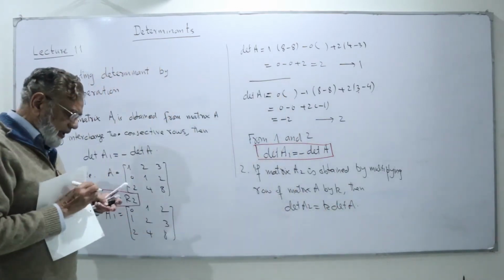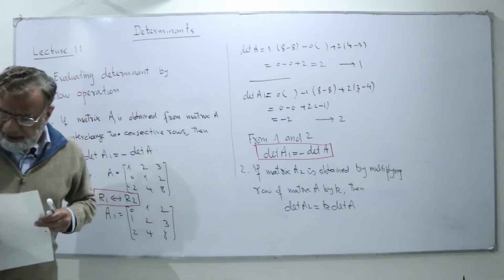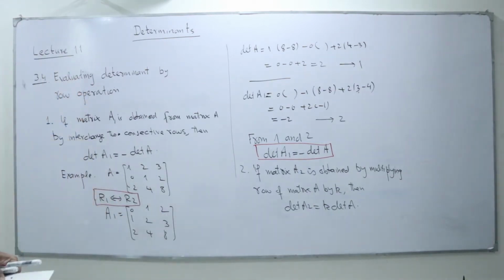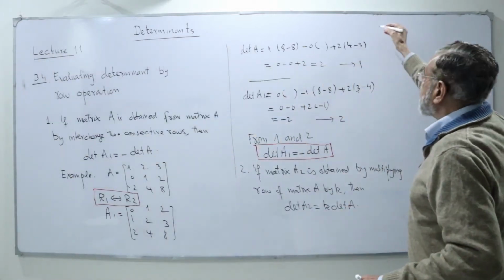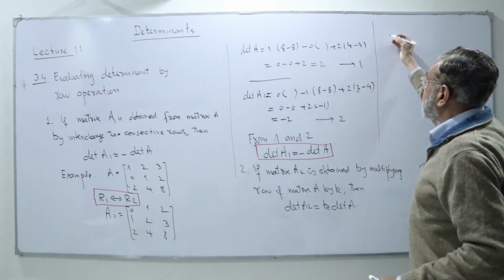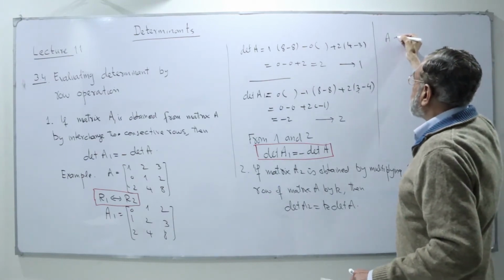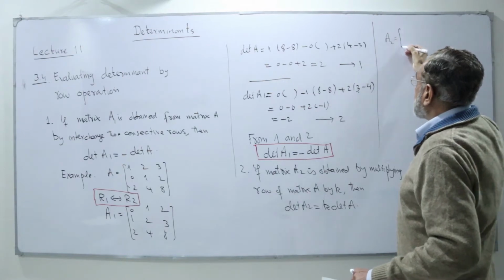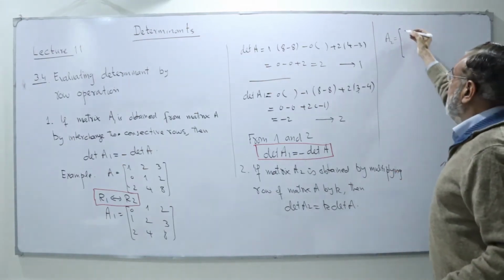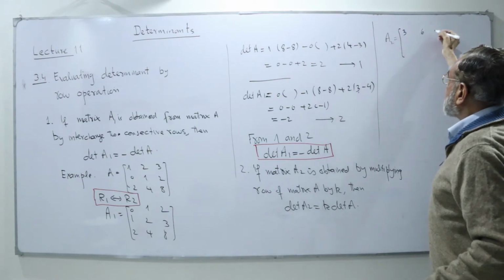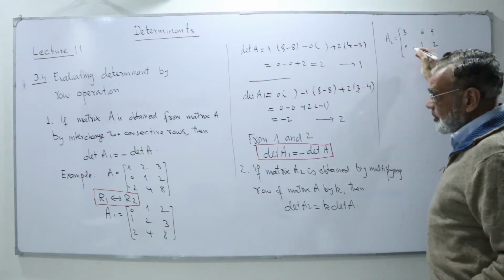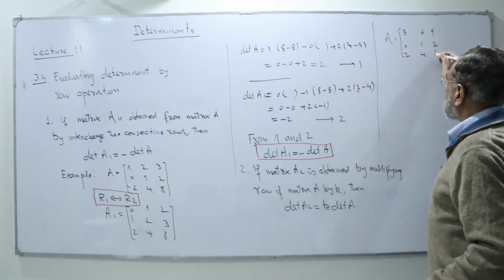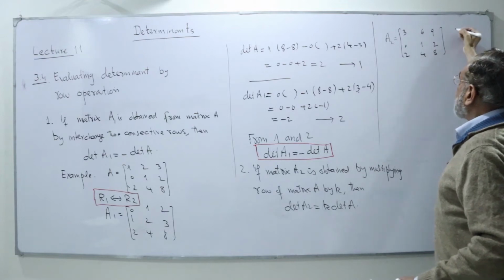Again, I take an example, and with the help of the example, I solve this one. So I take here matrix A, and I find here matrix A2. So it's my matrix A2, the matrix which I obtained. I multiply the first row by 3: 3, 6, 9, 0, 1, 2, 2, 4, 8. What I did, I multiplied my first row by 3.